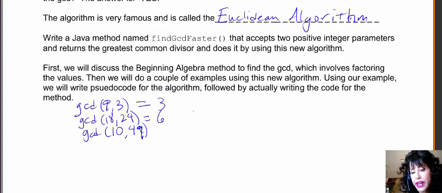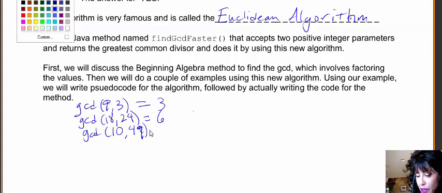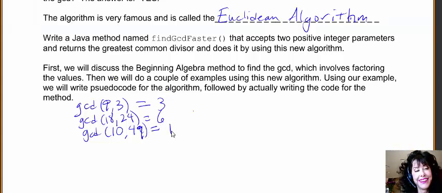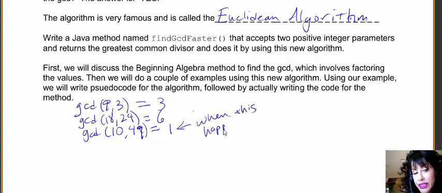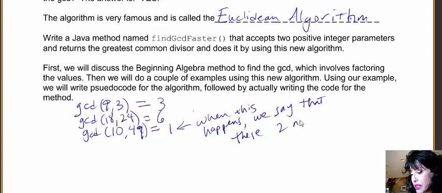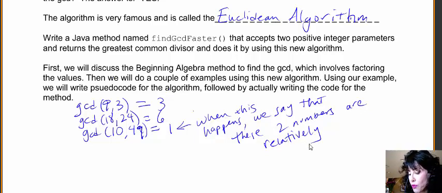What about the GCD between, say, 10 and 49? Well, those two numbers don't have anything in common except for the number 1. So that would be their GCD. When this happens, we say that these two numbers are relatively prime. That's something important in number theory. It's not that those numbers are prime, because both 10 and 49 are factorable by something other than 1 and itself, but with respect to each other, they're relatively prime.